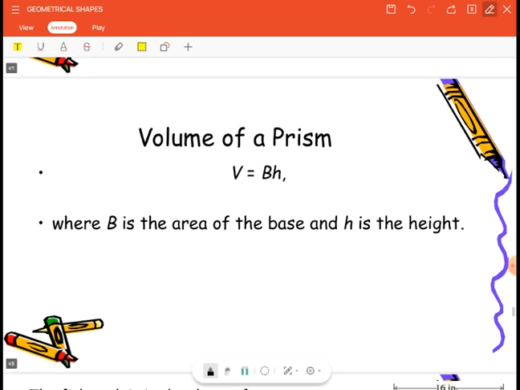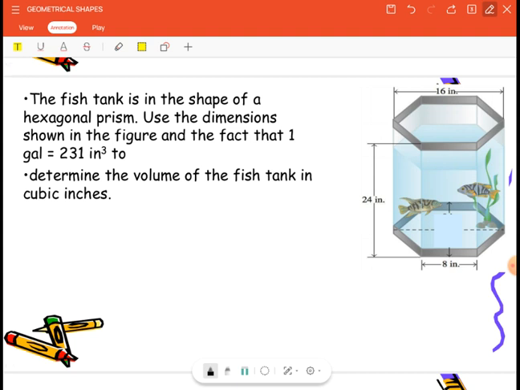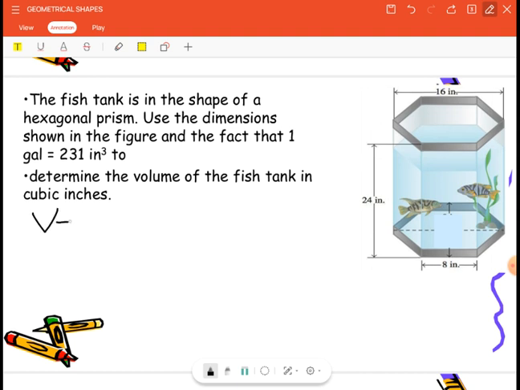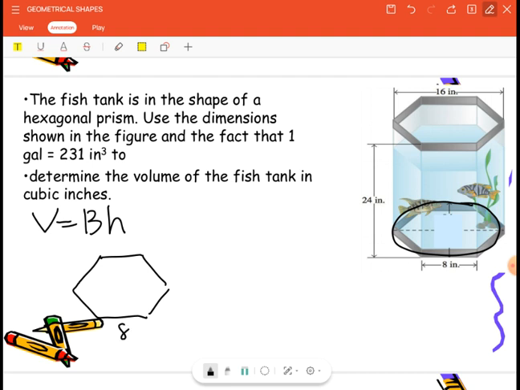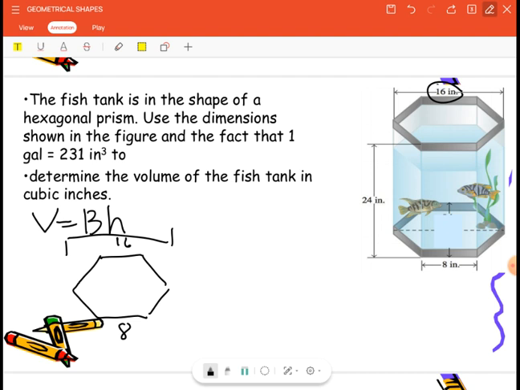Ang volume ng prism, yung base lang times height. Okay? So, halimbawa ito. So, the fish is in the shape of a hexagonal prism. So, ang sabi doon, ang volume is equals to the base times yung height. So, ito yung base ng prism na yan. Hexagon siya, di ba? Ito daw ay 8 inches, no? Tapos, itong length na to ay 16. Okay. So, as you can see dito, pwede natin siyang kunin.